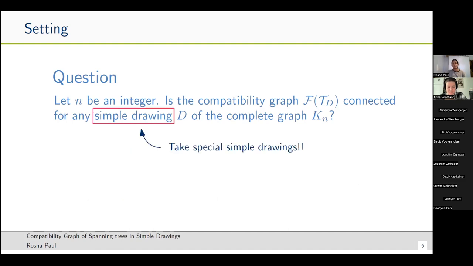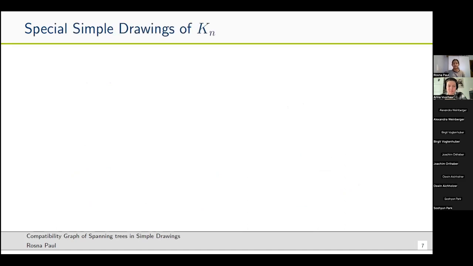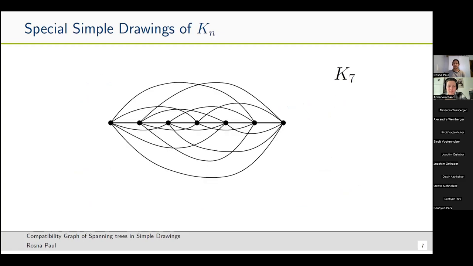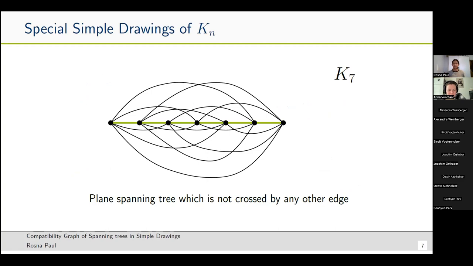So we decided to look at some special simple drawings, simple drawings with some properties. As the first case, we look at the simple drawings in which they have a special plane spanning tree, which is not crossed by any other edge in the drawing. So we can maybe call it a spine tree. So this green one is a special spine tree. This is not crossed by any other edge of the drawing.